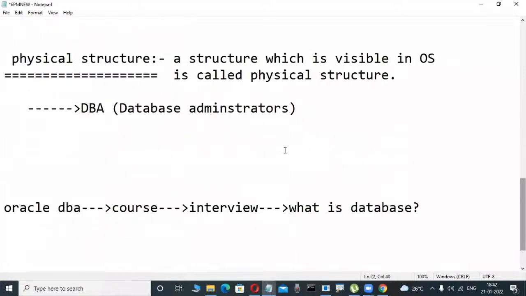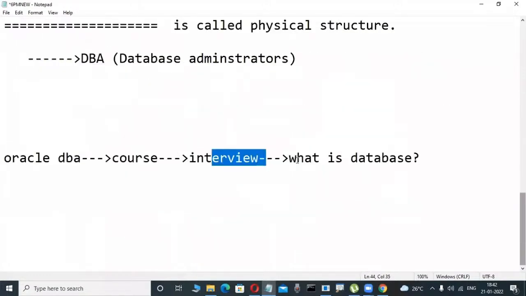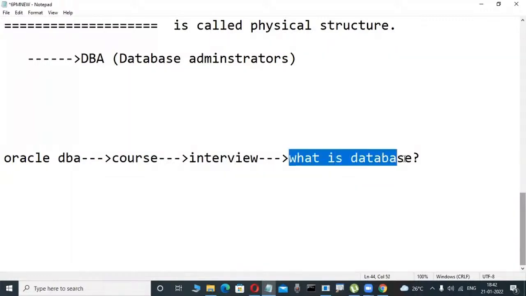But unfortunately, DBA people have different knowledge. When the interviewer asks what is a database, and I am a DBA, I don't say it is a place which stores a structured collection of data, because that is wrong. That is the logical side. I am telling the physical side.